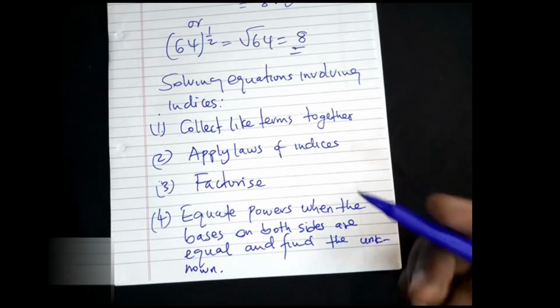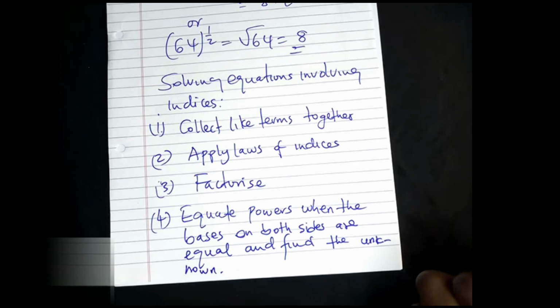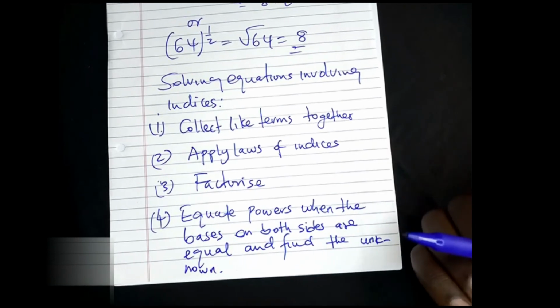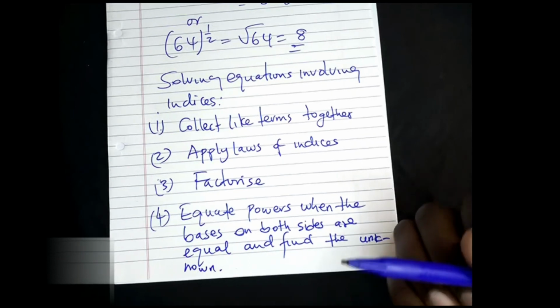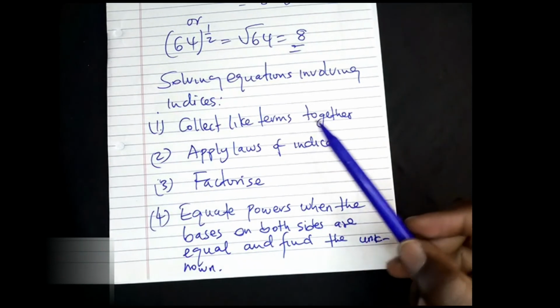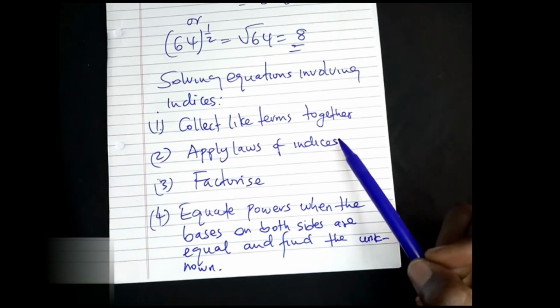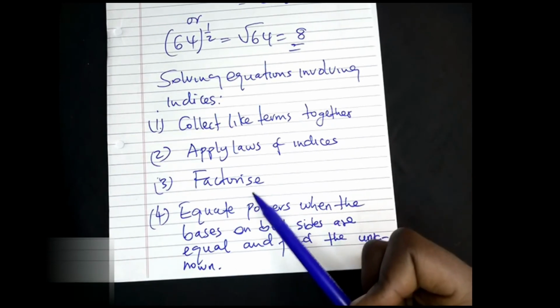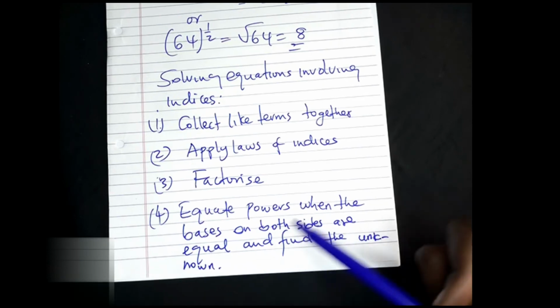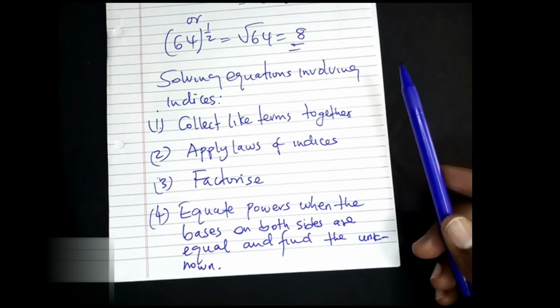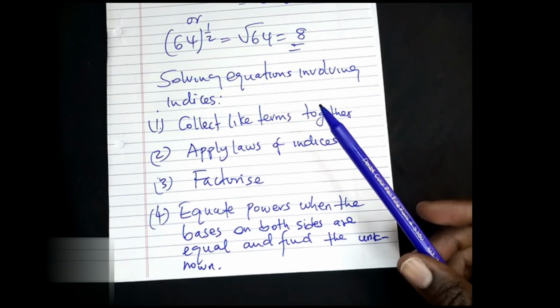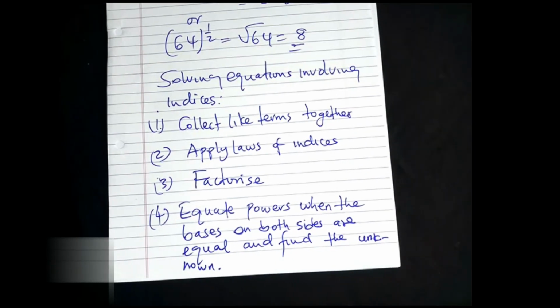So these are the 4 tips that I'm advising you, my viewer, to use to help you easily navigate equations involving indices. You need to collect the like terms together. You need to apply the laws of indices. You need to factorize when necessary and equate powers when the bases on both sides are equal, and find the unknown. Why are we saying we find the unknown? In several cases, you'll find you're given an equation where you're supposed to find an unknown. It can be in the case of the power or in the case of what we call the index.